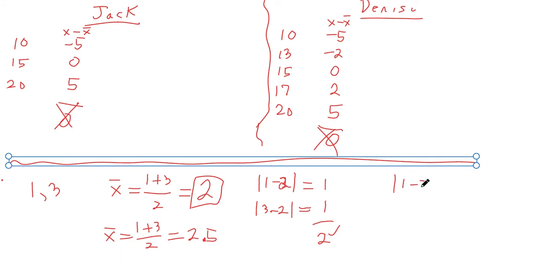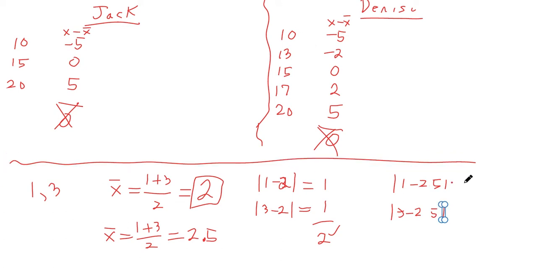So 1 minus 2.5 and 3 minus 2.5. Whoa. Absolute value. All right. If I do each of these, well, 1 minus 2.5 is going to give me negative 1.5. Absolute value makes it positive. Gives me 1.5. And if I do 3 minus 2.5, what I get is 0.5. Add these together, I also get 2.